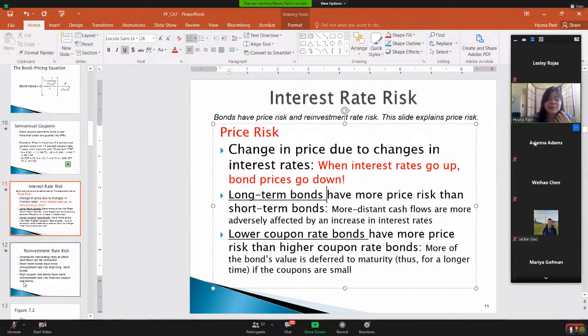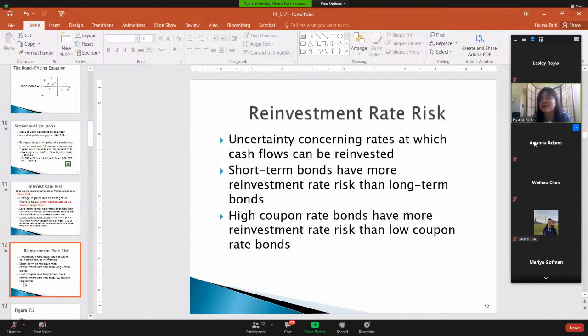That's related to the next slide, reinvestment rate risk. When market rates go down, bond investors receive coupons and have more money to invest in the bond market. But those coupons they receive should be reinvested, and market rates have gone down. Those coupons will be reinvested at a lower rate. So that's the reinvestment rate risk mentioned in this slide.